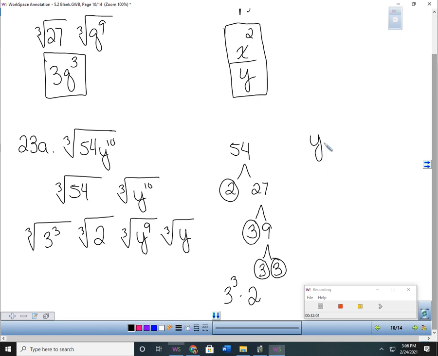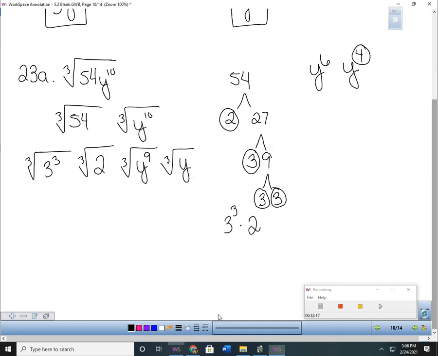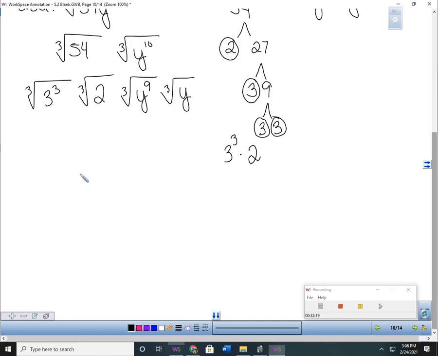And I just want to point this out. Let's say you had used y to the 6th. How many y's would that leave? 4, right? But 4 is still bigger than 3, so you have to split this one again, right? So you want to take the biggest number that's smaller than the 10, right? So out of these 4, which ones are your perfect cubes?